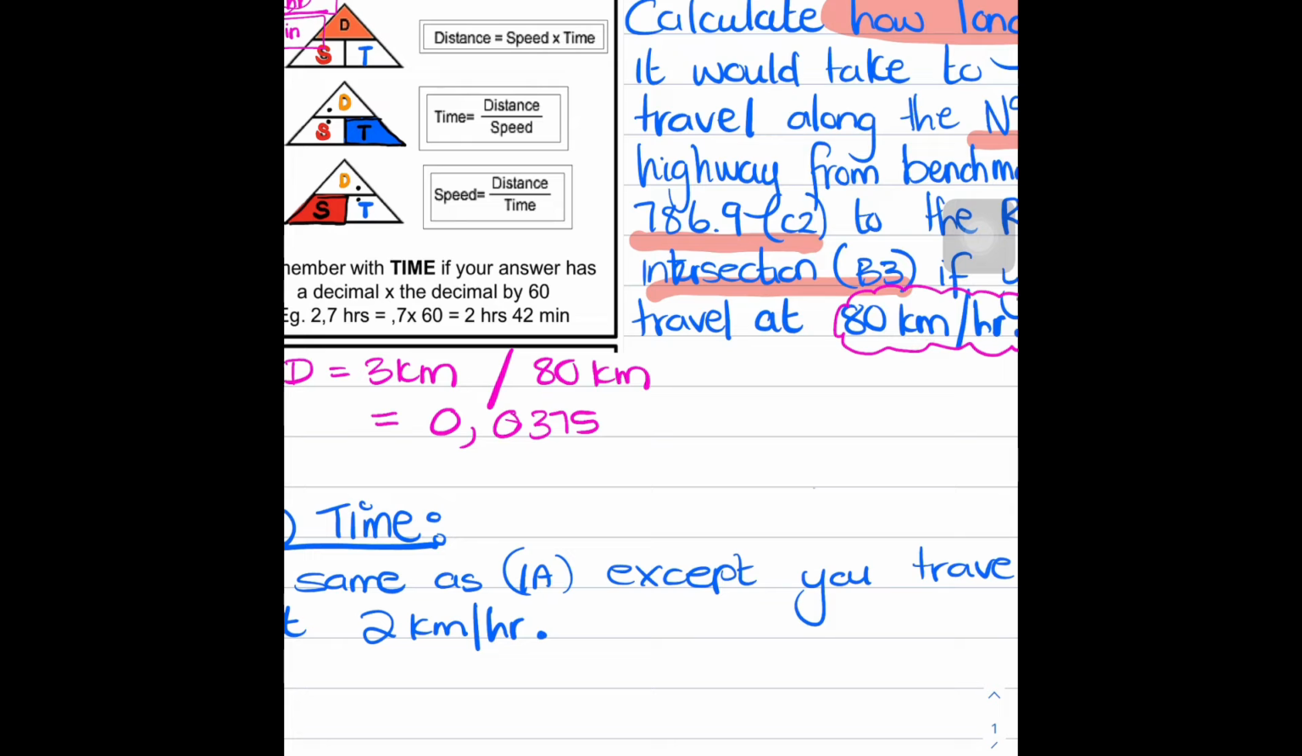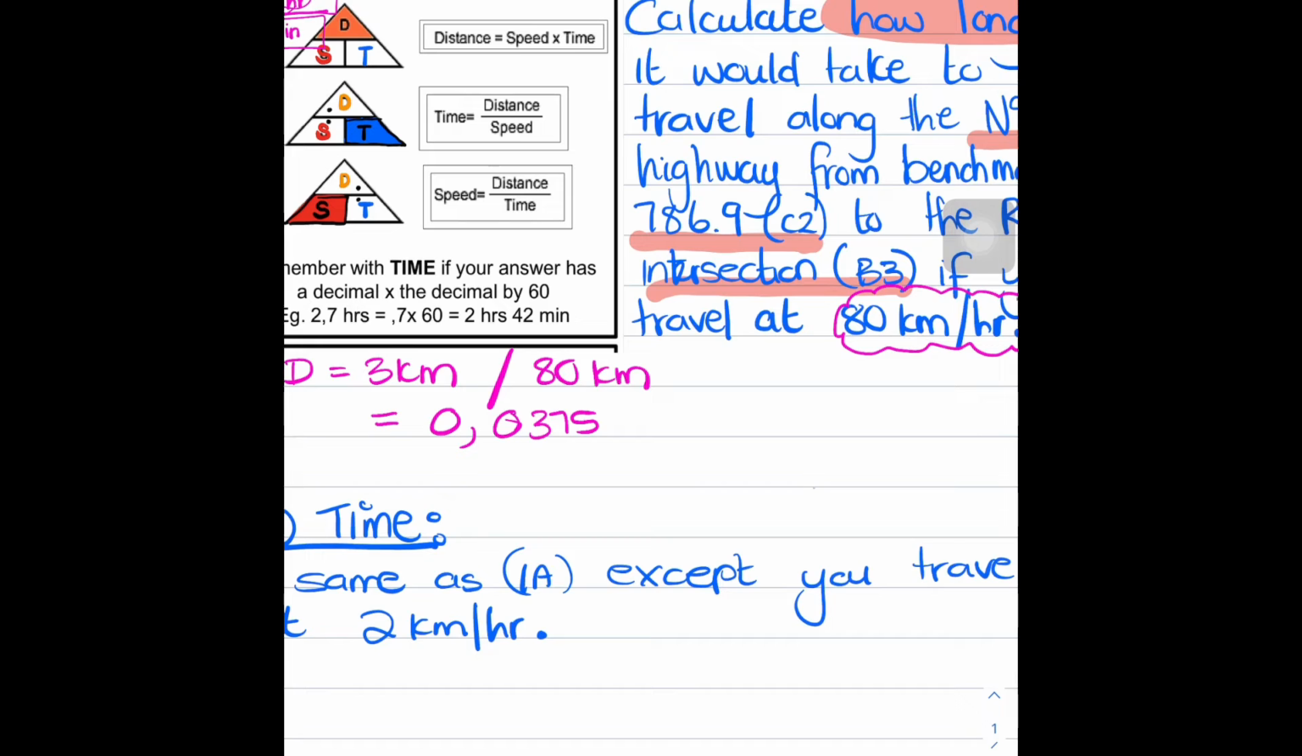Okay, and that's hours. So it's going to take you 0.03, rounded up 0.04 of an hour to travel those 3 kilometers at 80 kilometers an hour. But that doesn't make sense. We don't talk about hours in terms of a decimal or a 0 point. We actually talk about it in terms of minutes.